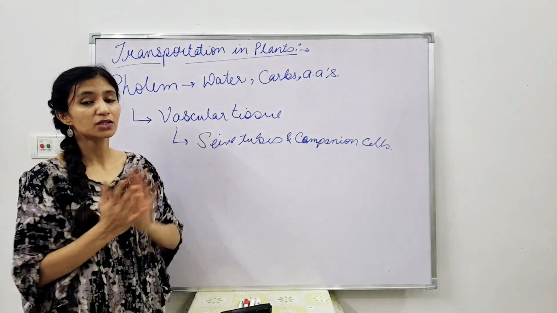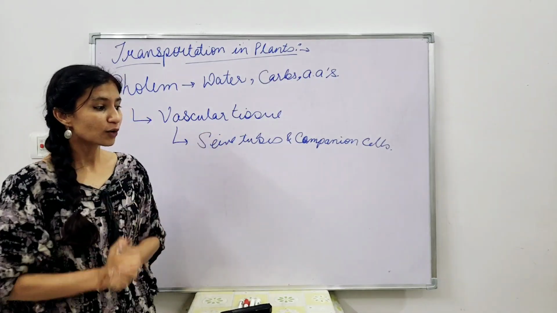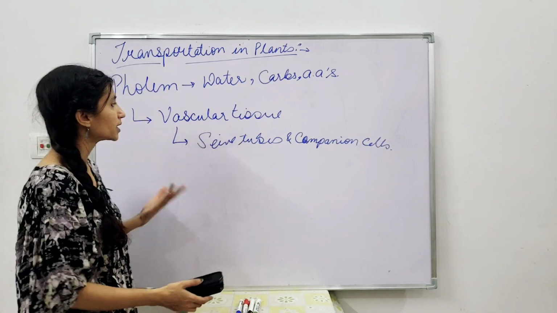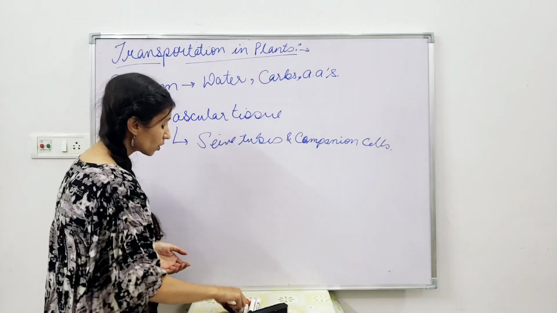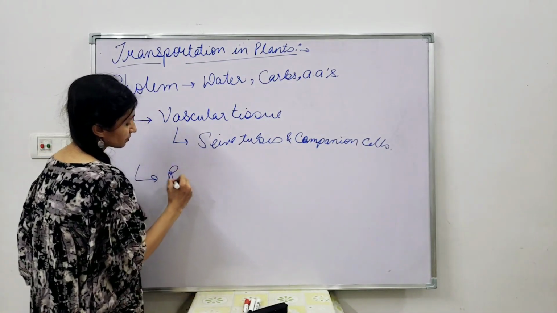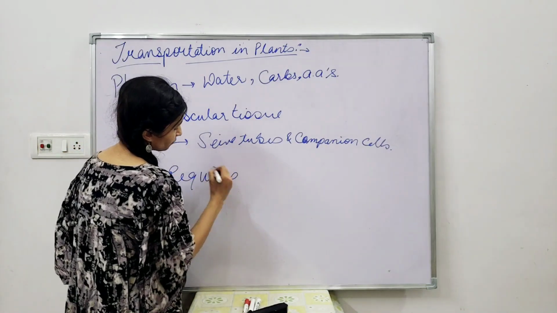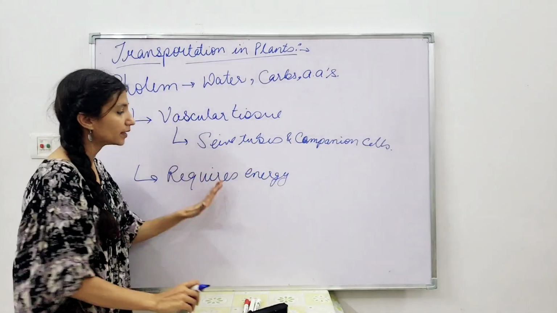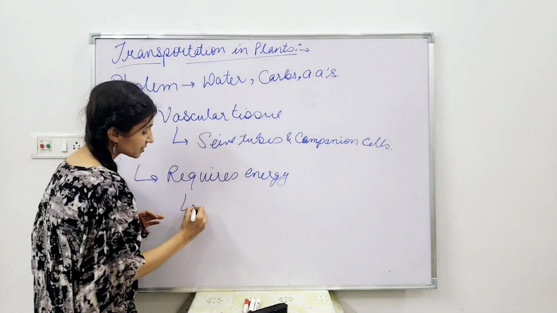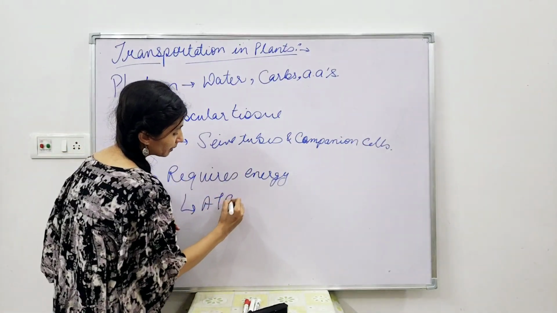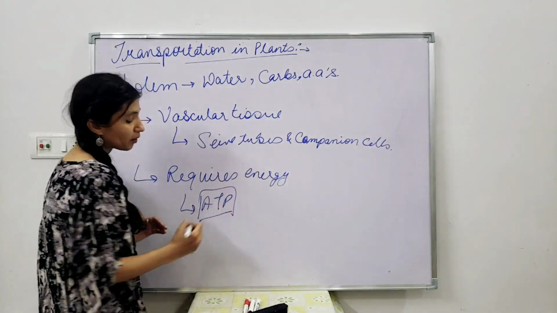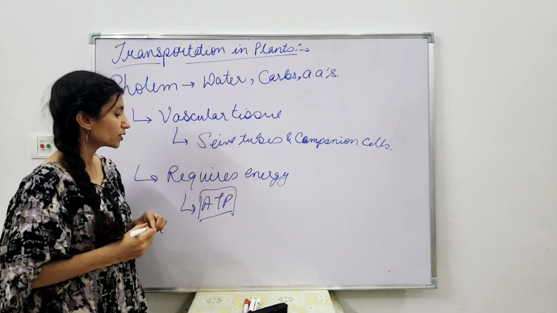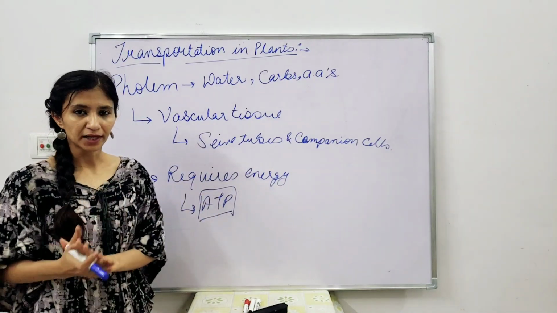But what about the case of the phloem? Phloem does not work in that process. Phloem works in some other way. How does it work? It requires energy for transportation. From where does it get its energy? From ATP. I hope you all remember the ATP, adenosine triphosphate, which was being made. So it derives its energy from the ATP.